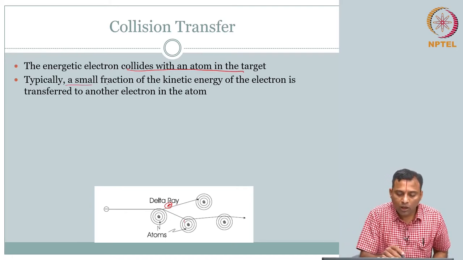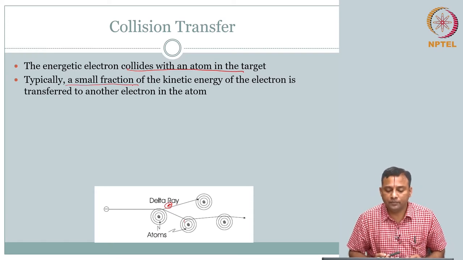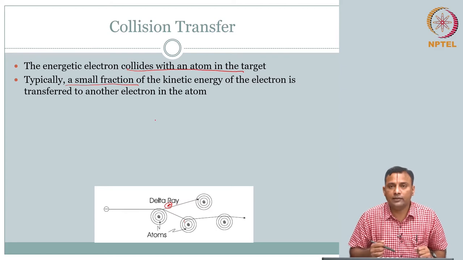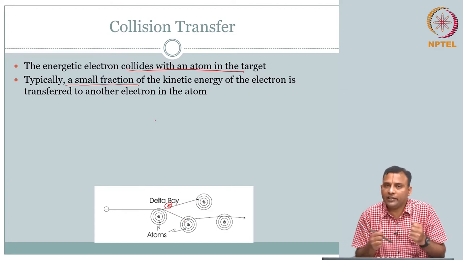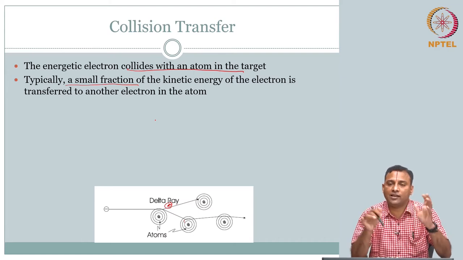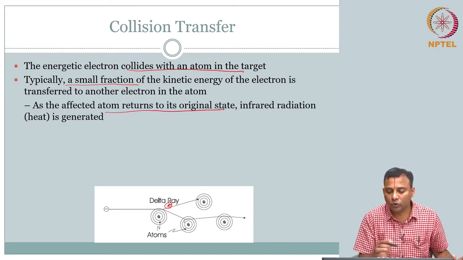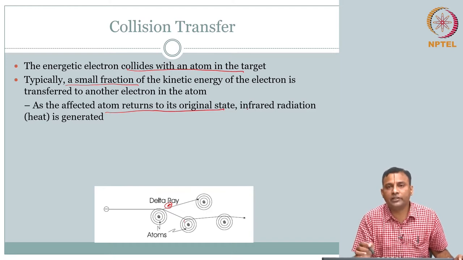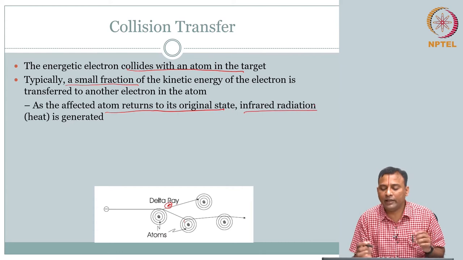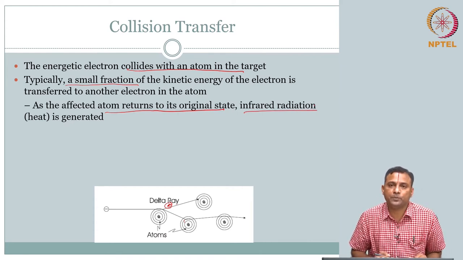Only a small fraction of the energy is transferred. If that is the case, it is transferred to another electron. So it is going to locally readjust itself and then come back to ground state, giving that extra energy out. As the affected atom returns to its original state, it gives out a small amount of energy, but that energy is in the infrared radiation. So heat is generated.